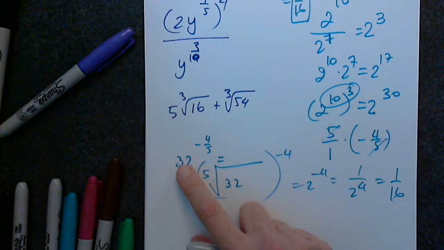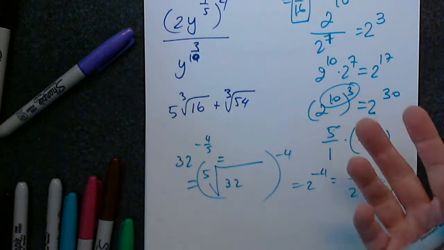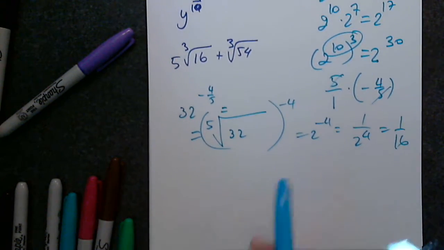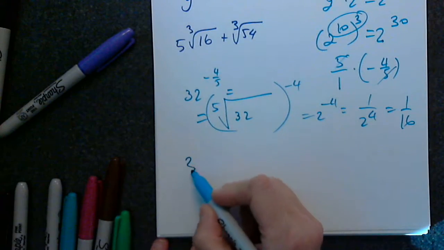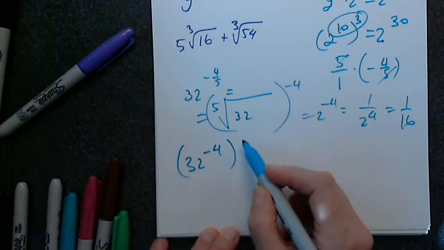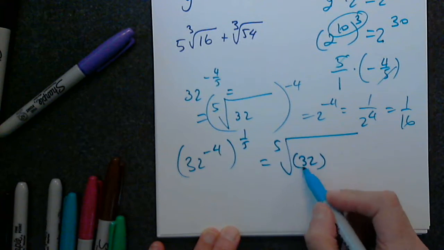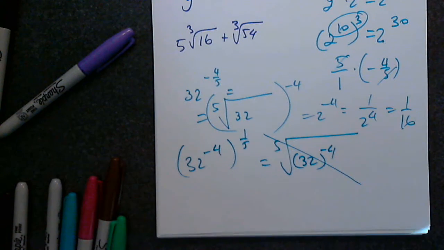You can write 32 raised to negative 4 and everything the fifth root on it. It's the same thing, but it's more work. So you're going to have 32 raised to negative 4 and everything to 1/5, or the fifth root of 32 to negative 4. I don't recommend this one. You're going to get the same answer, but I don't recommend it.